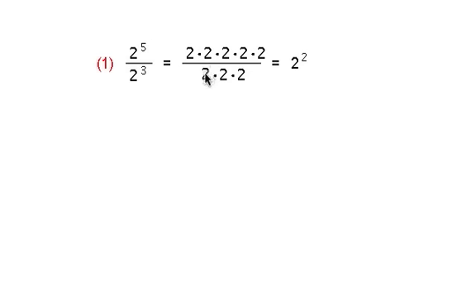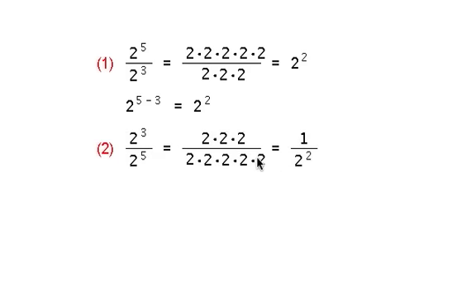But that's just a shortcut. You should remember that it's based upon this basic idea. 3 2's here canceling out 3 on top. And so, again, this is another way of writing 5 2's canceled out by 3 2's leaves 2 2's.